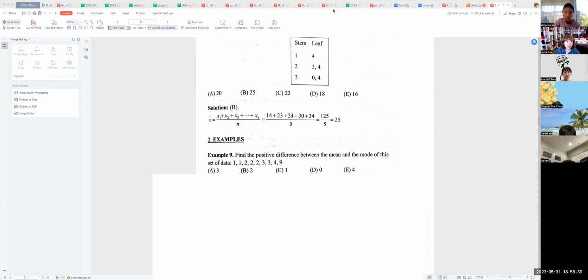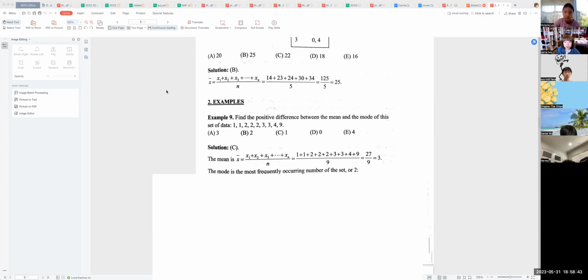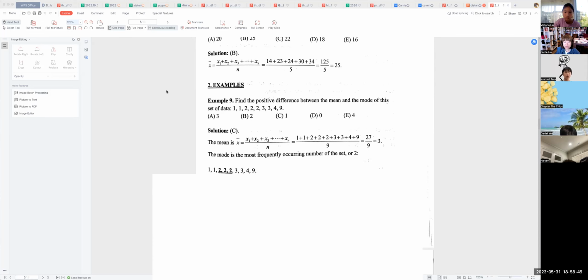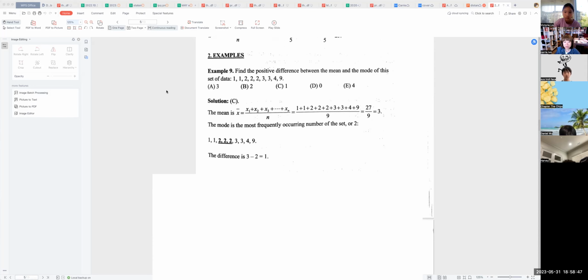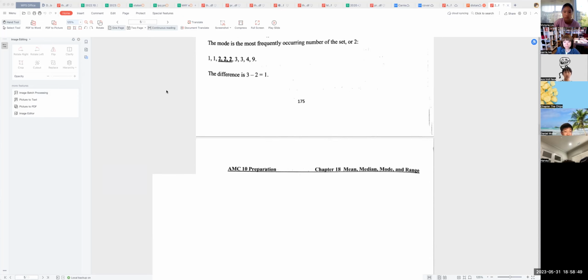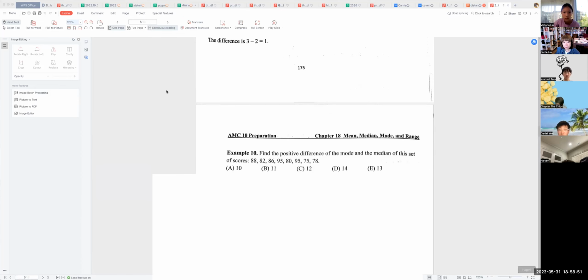Okay, I have received it. Very easy. Okay, so I think for this question we don't have to really talk about it. The answer is B. Okay, so now let's move forward. Find the positive difference of the mode and the median of this set. Okay, so how many data do we have and how do we do it?